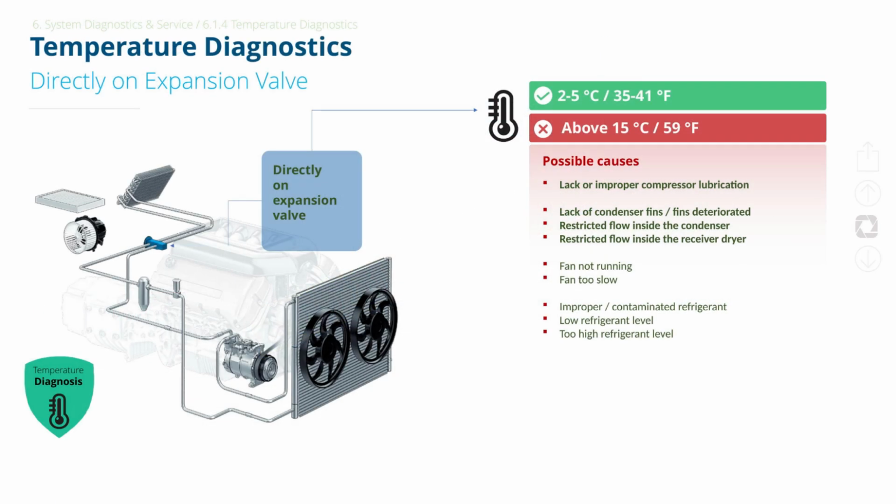When you measure temperature directly on the expansion valve, you should see about 35 to 41 degrees Fahrenheit. You want no more than a 5-degree difference between the inlet and outlet tubes. Anything above 46 degrees Fahrenheit signals trouble, usually poor lubrication, restricted condenser or dryer flow, fan issues, or the wrong refrigerant amount. In short, a high reading here points to system inefficiency that needs attention.